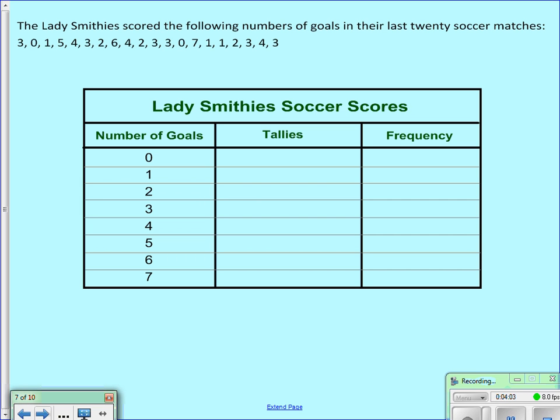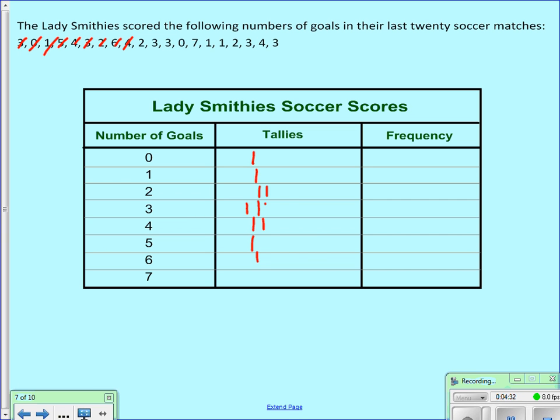So I have a 3, so there's 1, 3, put a tally there, a 0, a 1, 5, 4, 3, 2, 6, 4, there. You can see I'm just going right in order. If you need to, you can cross them out as you're going. I'm all the way up to this 4 up here.